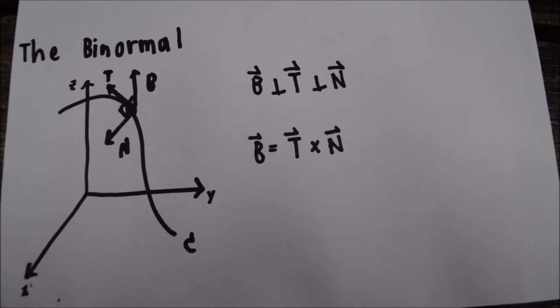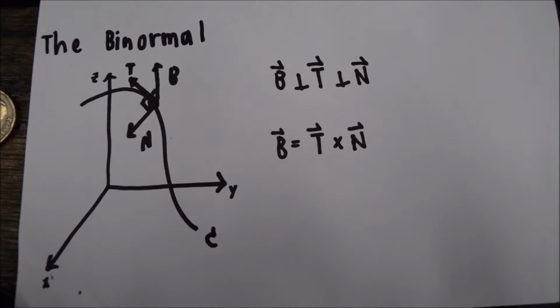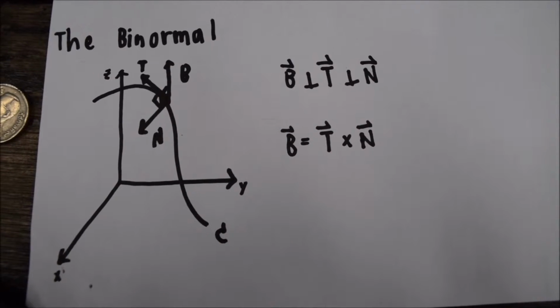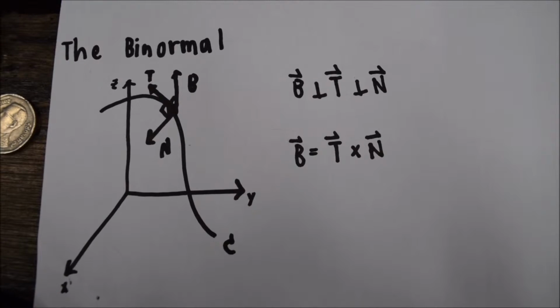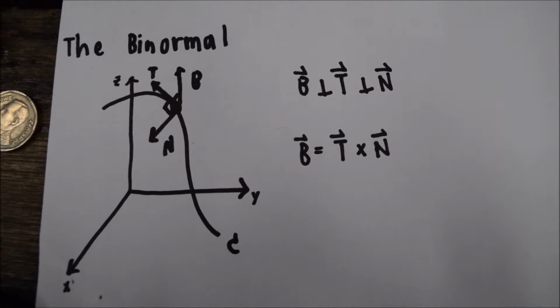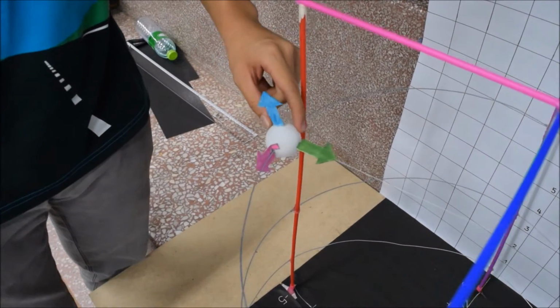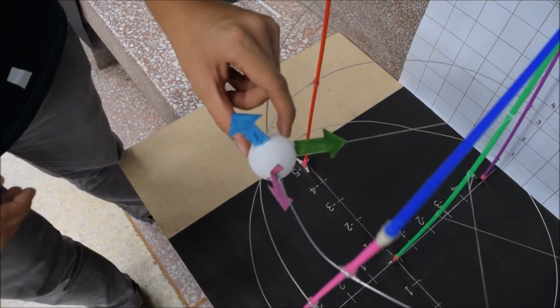Another vector that we talk about, located in 3 dimensions, is perpendicular to the tangent vector and the normal vector. It's called B, the binormal vector, and we can calculate it by using the tangent vector cross the normal vector. So if we move the particle along the path, you can see the binormal vector direction always changes.